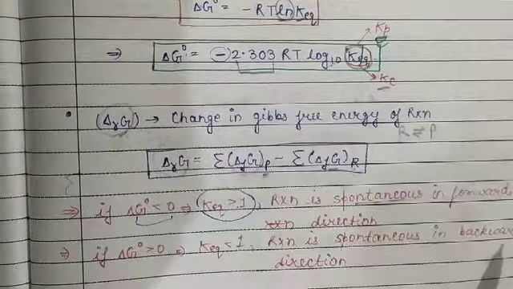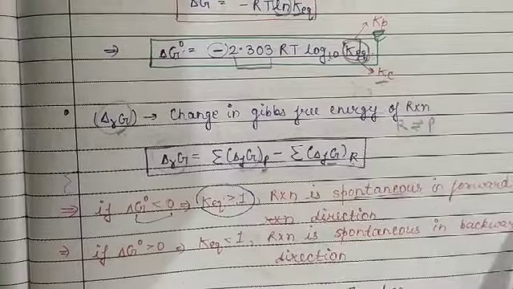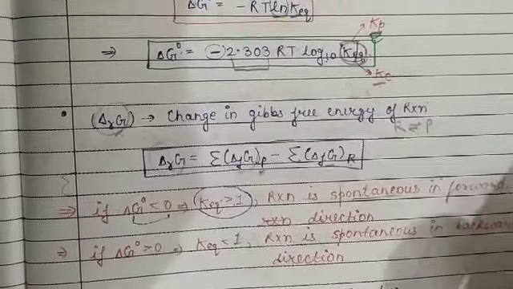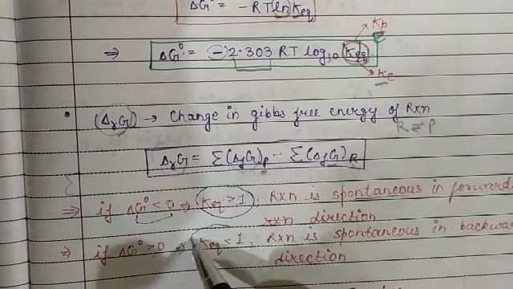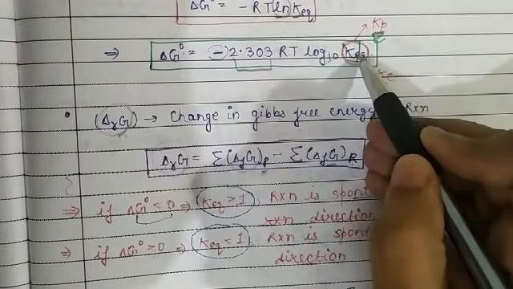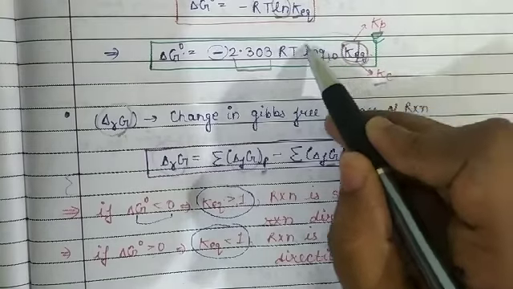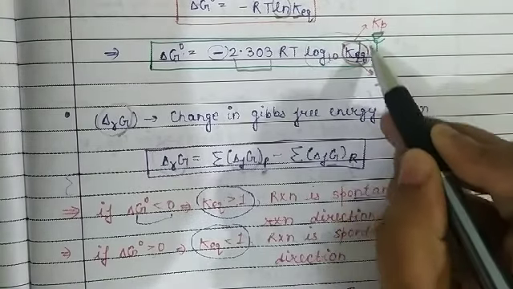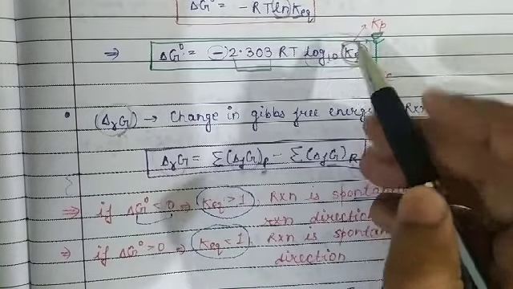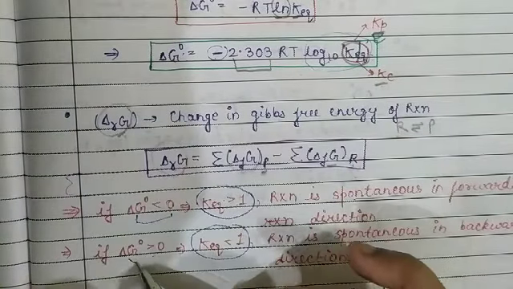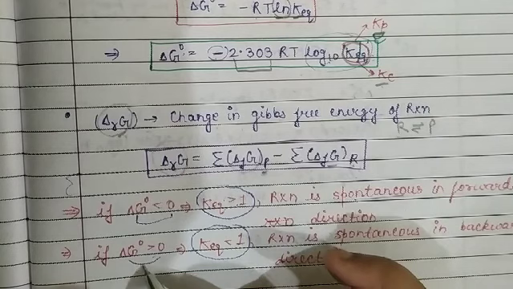See the next case. The next case is when K equilibrium is less than 1. When K equilibrium is less than 1, log K will be negative, and also there is one negative sign. So negative times negative is positive. Now we can say in this case delta G naught is more than 0. So delta G naught is positive.